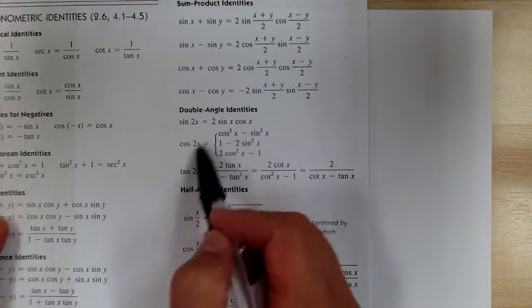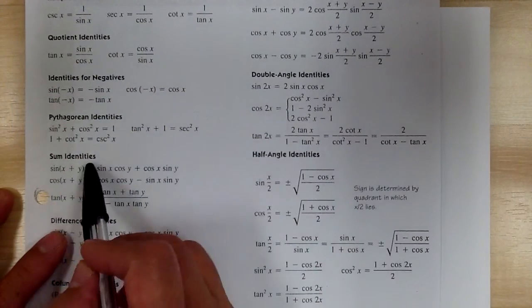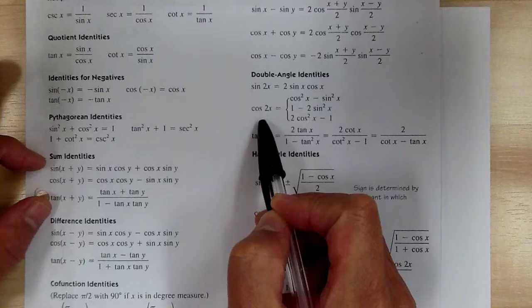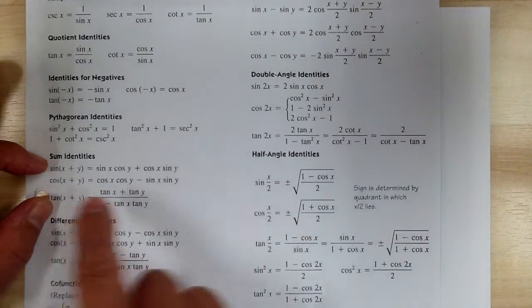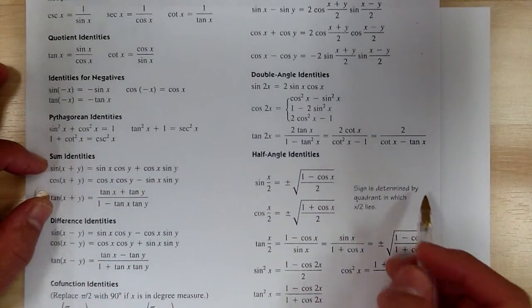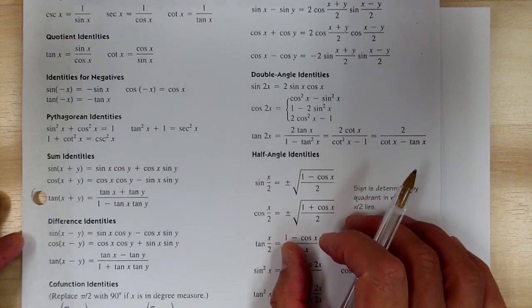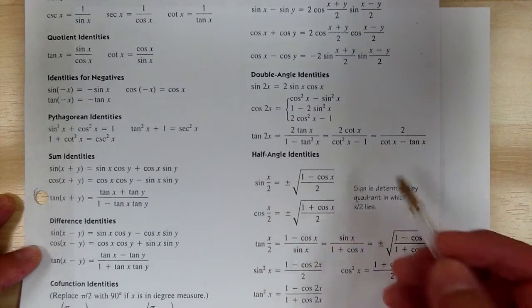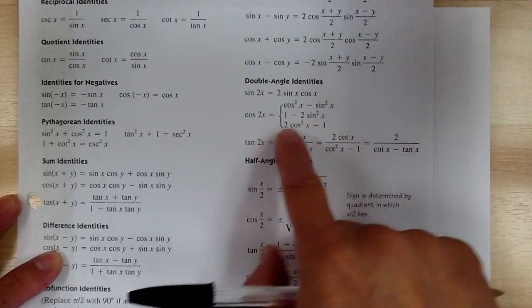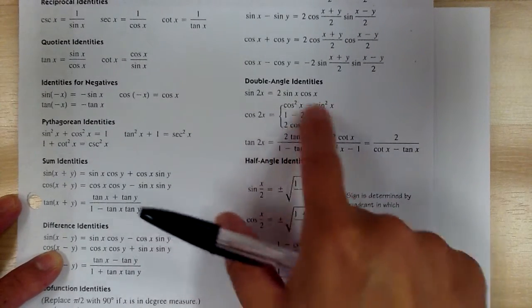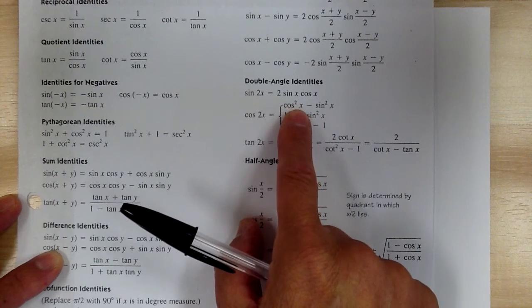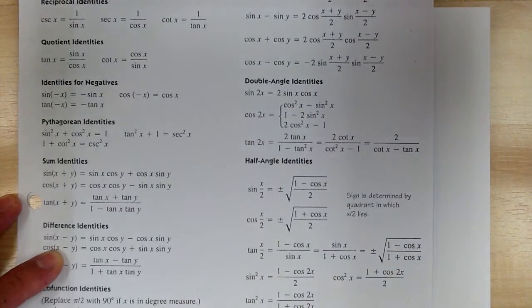Now this double angle formula came from the sum identity. So this one came from this one over here, and I will explain to you how they get there. And the half angle identity came from the reverse of this one over here. What they do is they solve for the cosine square x and take the square root after that. So let's go over how they get that.